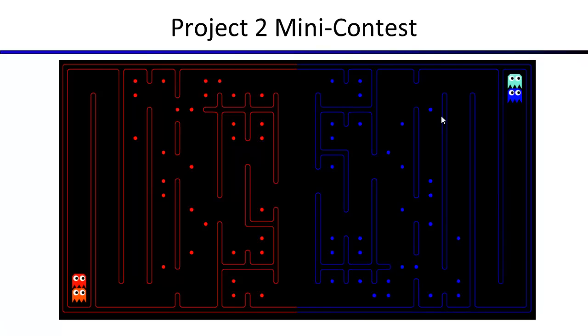All right, project 2 mini contest. Reminder, now you can be a ghost on your own side. You can eat the other players' Pac-Man when they try and eat the food pellets. If you do, then they spill all the pellets they were carrying and don't get to bring them back.